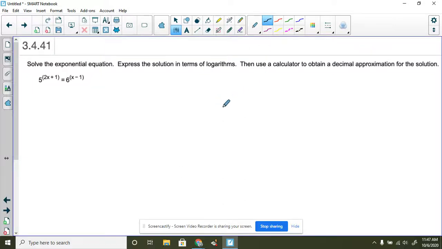Let's look at another exponential equation here. Again, under the constraints that Math Excel has given us, solve the exponential equation, express the solution in terms of logarithms now. It doesn't say natural log, so I'm assuming we can use whatever logarithm we want. When you have an exponential variable like so, I'm just going to write them like this, nice and big so we can see them.